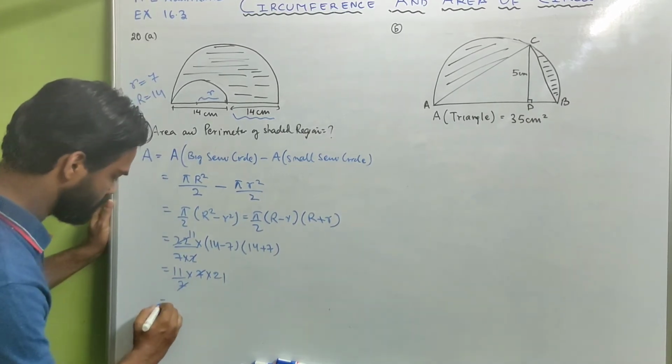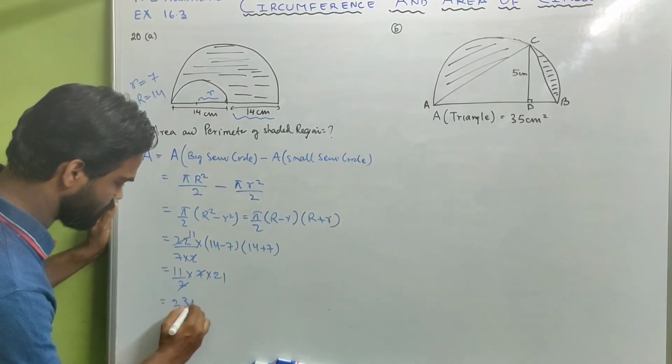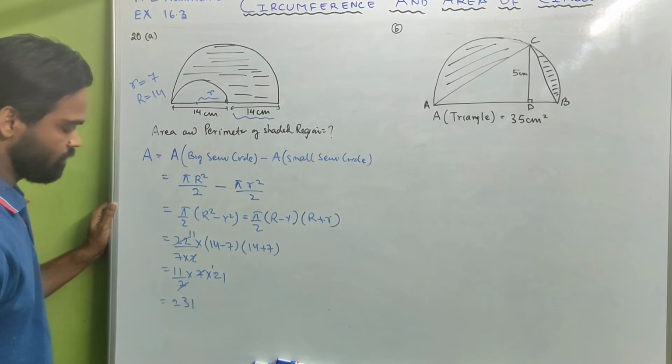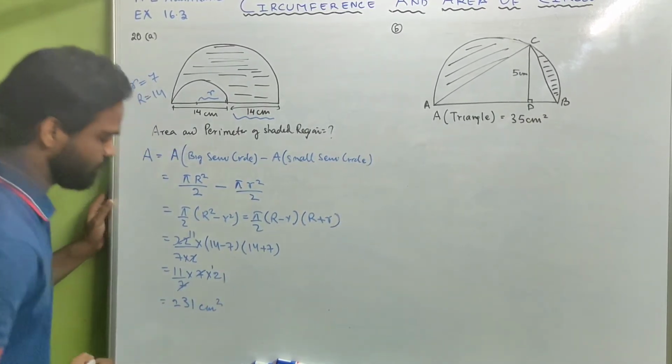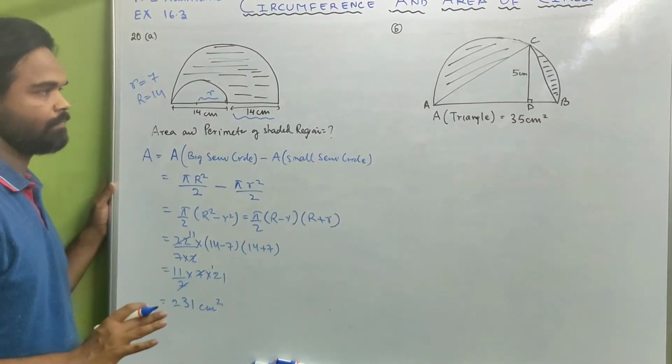Yeah, that's 231. 11 ones are 11, 11 twos are 22, 23. Yes, this is 231 centimeter square.